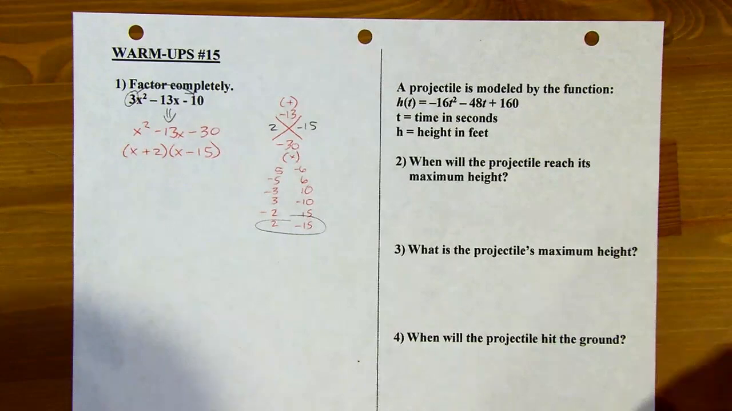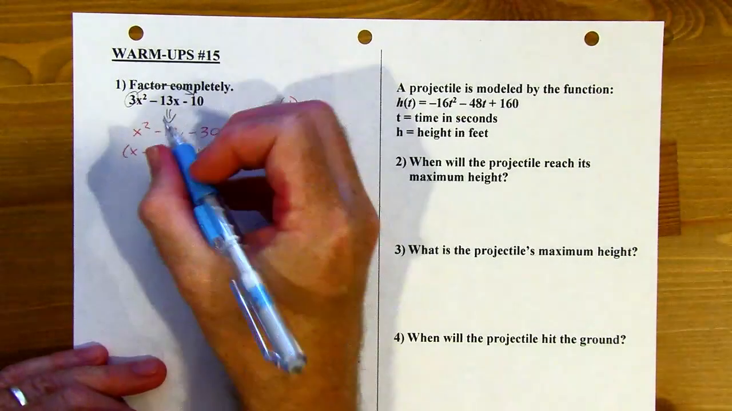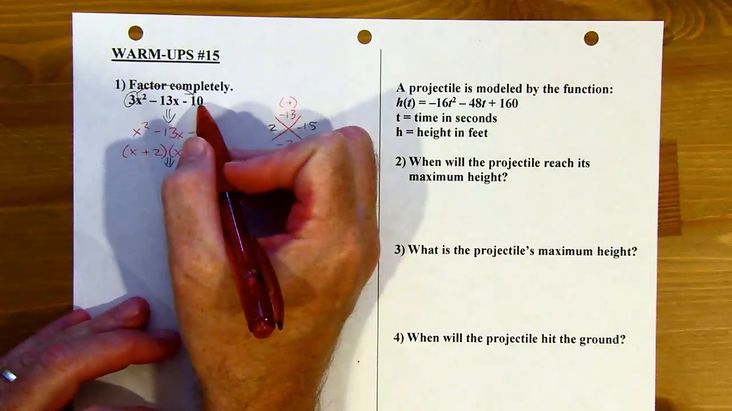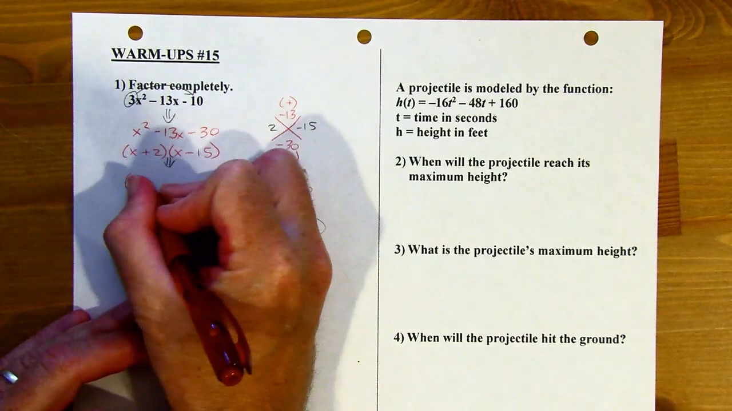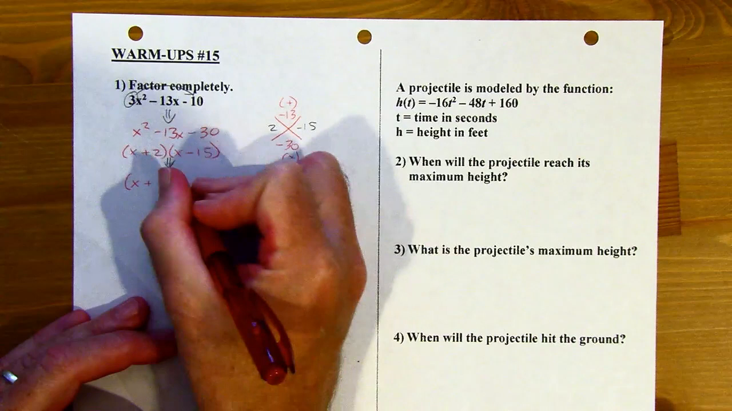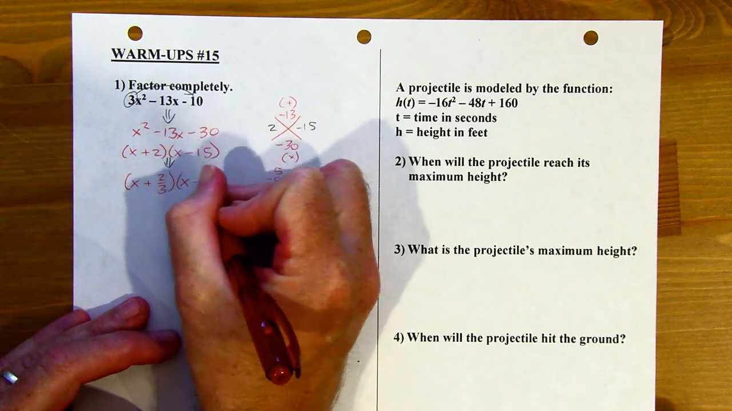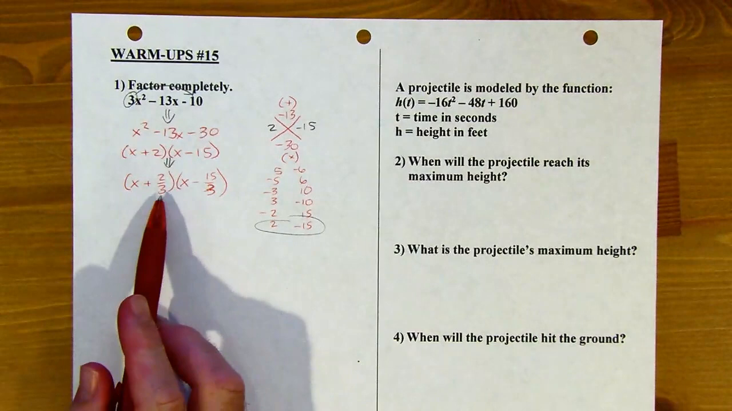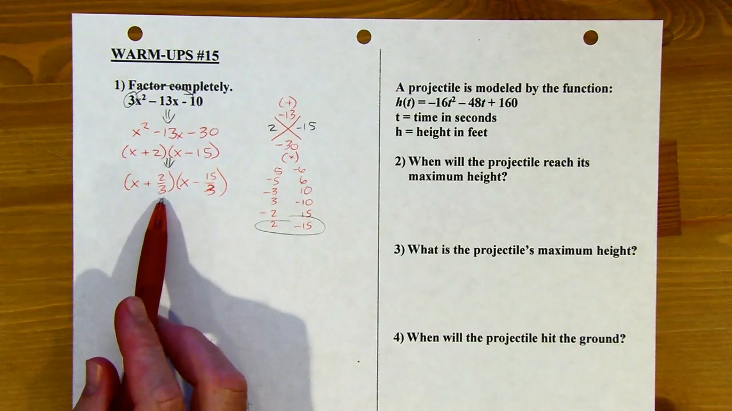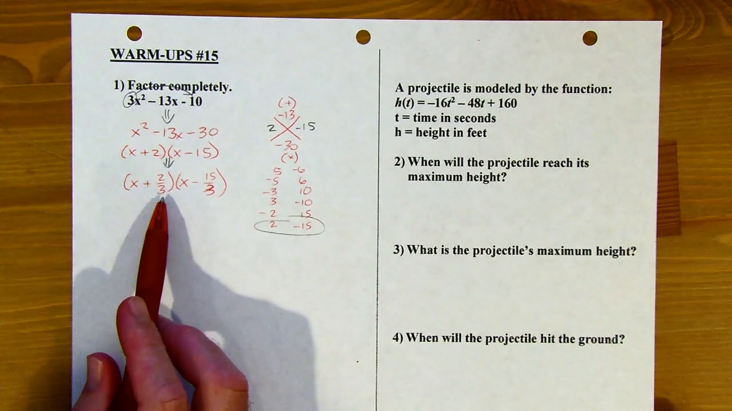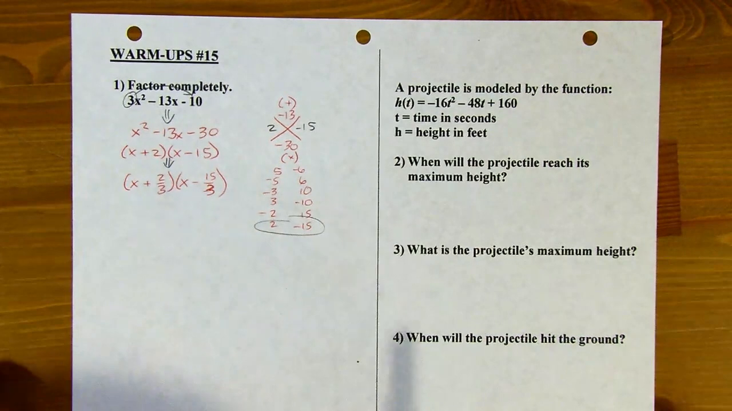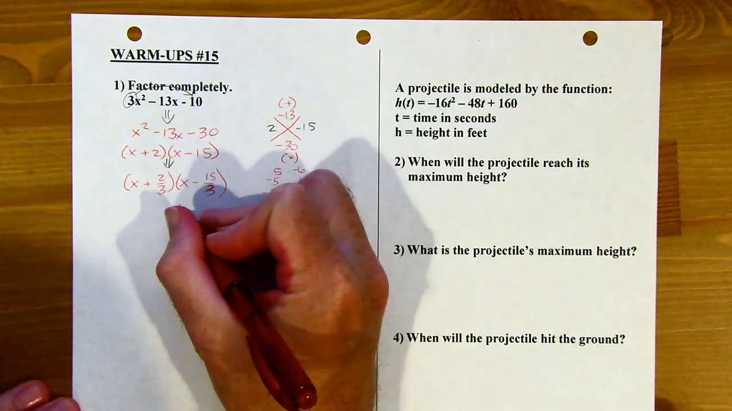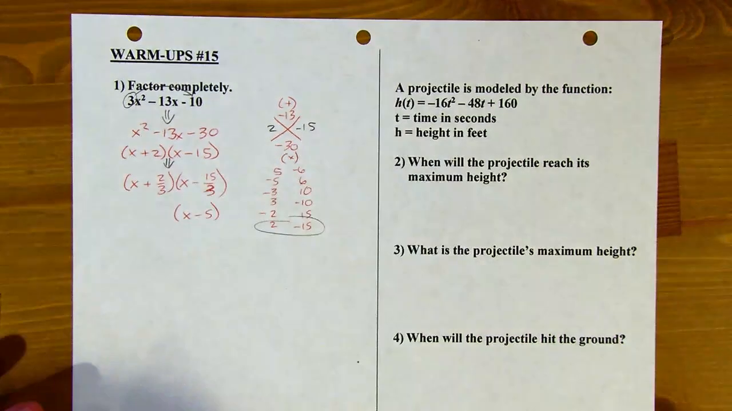Since I modified the original trinomial, now I've got to modify the factored version. In the beginning I multiplied by 3, so now I'm going to divide just the number parts, just the constants, by 3. Then I will reduce these as much as I can. If I had 4/6, I would reduce it to 2/3. 15 over 3 is 5, so this reduces to just negative 5.